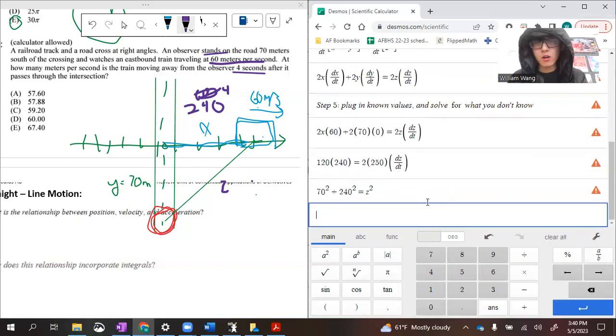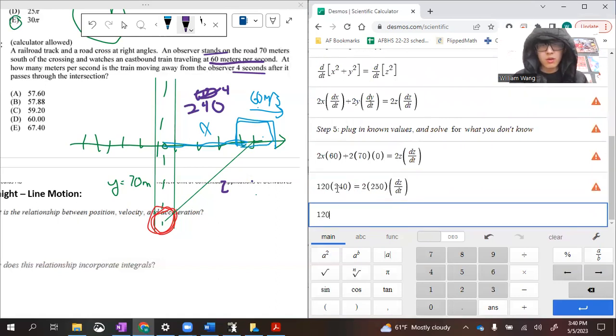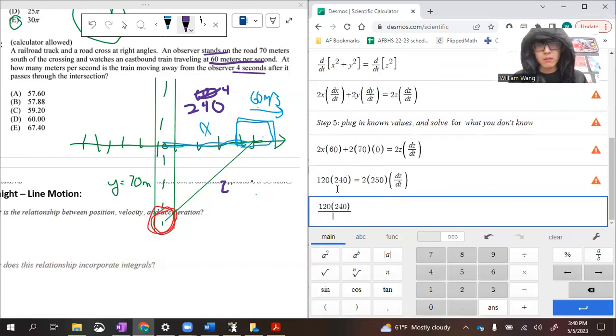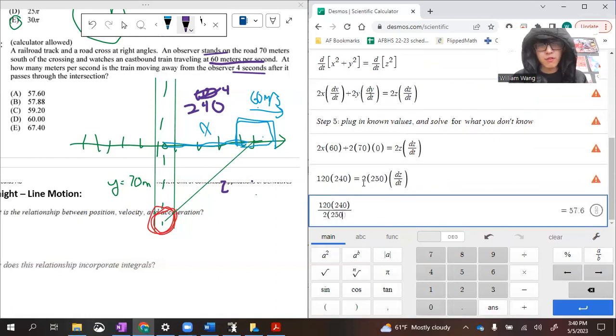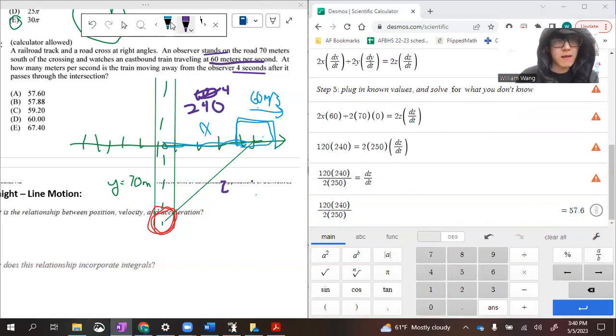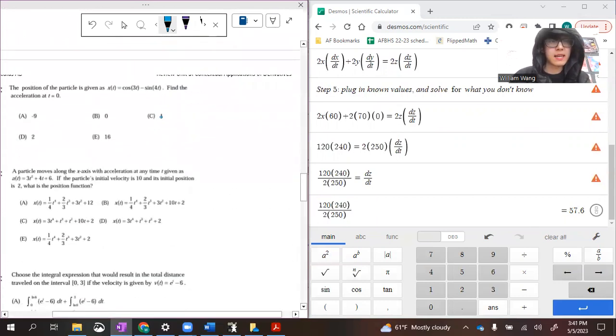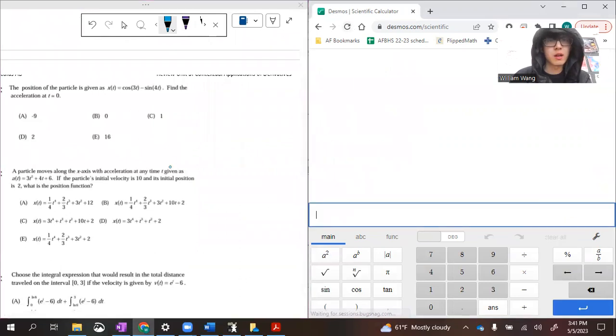All right, so I have all of the stuff I need now. Let's just figure it out. It's 120 times 240, and I'm dividing it by 2 times 250. That's my dz over dt. And you already saw from my calculator, this is definitely a calculator problem, it's equal to 57.6. That matches up with my answer choice A right here. Okay, hopefully that helps.